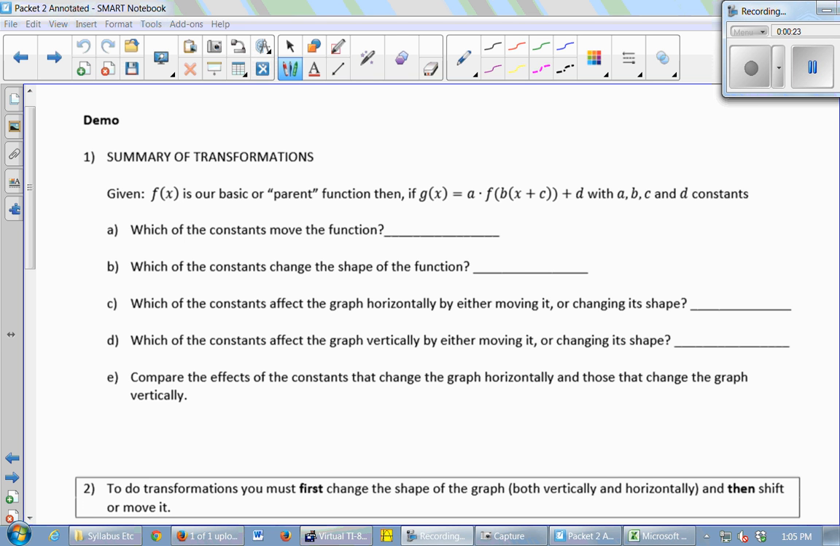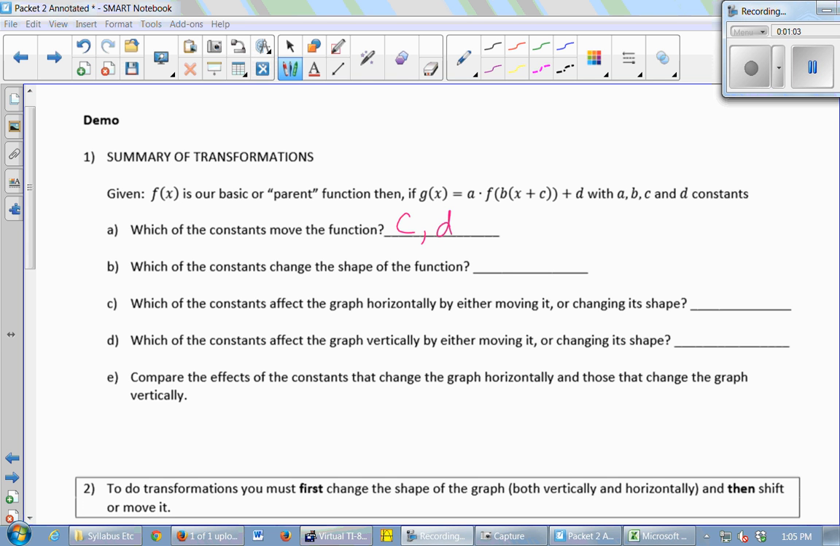So if we have f of x is a basic parent function, okay, and g of x is going to be a times f of b times x plus c plus d. So a, b, c, and d are just numbers, right? Which of those constants move the function, like shift the function up, down, left, or right? C, yep. Any others move the function? D, because D is going to be a vertical shift up and down, right? C and D are both shifting constants. Those two things will move the function. C moves it left and right. D will move it up and down.